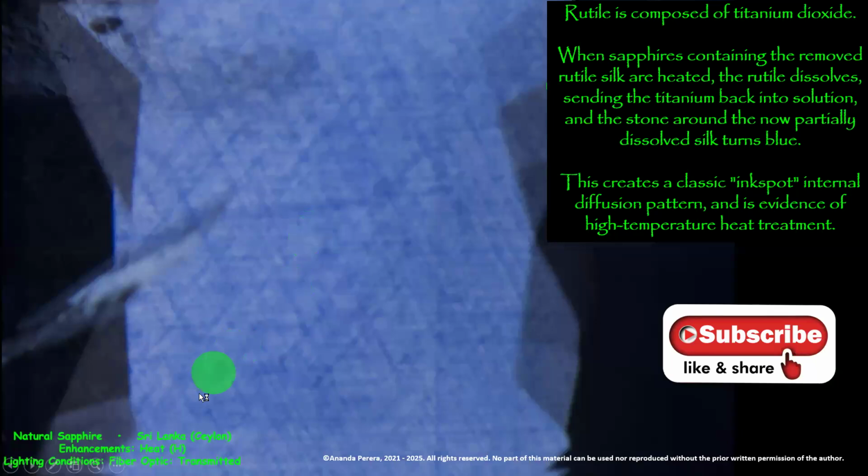What is here? Look at this. Natural sapphire, Sri Lanka sapphire, heat treated. Lighting condition here is transmitted light. You can see the rutile silk. Rutile is composed of titanium oxide. When sapphires containing rutile silk are heated, the rutile dissolves, sending the titanium back into solution. And the stone around the now partially dissolved silk turns blue.